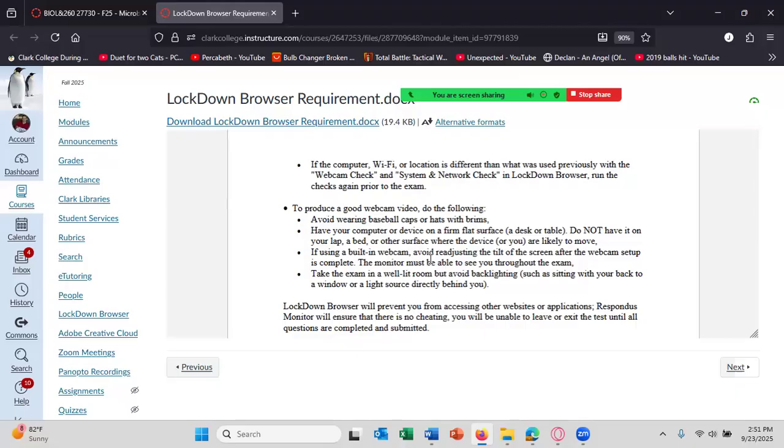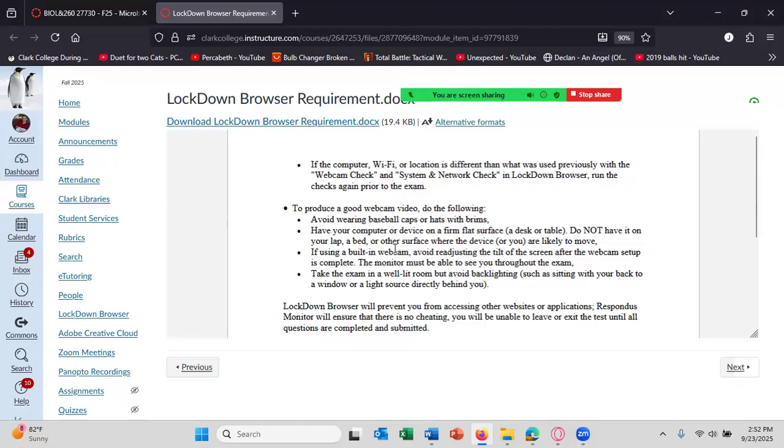And then you should avoid wearing a baseball hat or a brim. You must be able to see your face, or the webcam will not allow you to take the exam. You must have your face in the exam at all times, or the exam will be flagged and get a 0 from the Respondus Monitor, meaning you cannot start the exam, then walk away from your computer, come back, and finish your exam. You can't do that. You have to be sitting at your computer at all times.